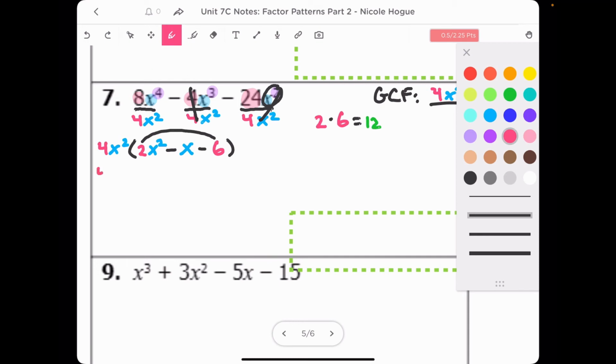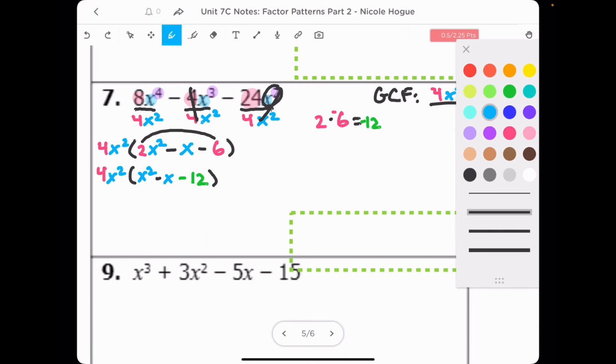So that's going to leave us with 4x squared times x squared minus x. And that's a negative 6. I'm sorry, guys. So that's going to be a negative 12. So then minus 12. And now that we have that, we now use the BC method.